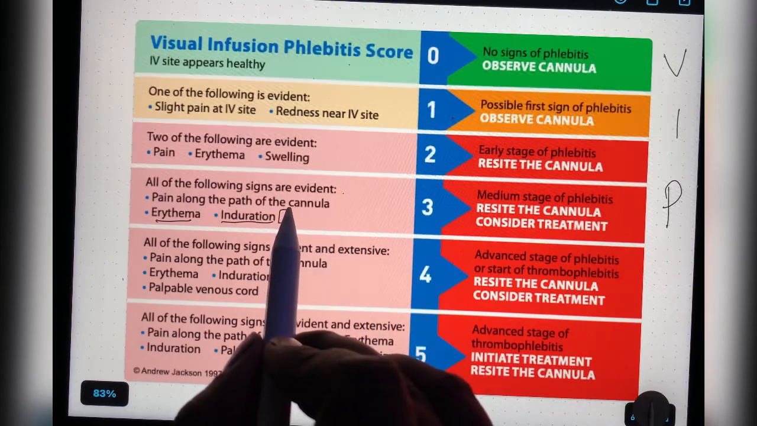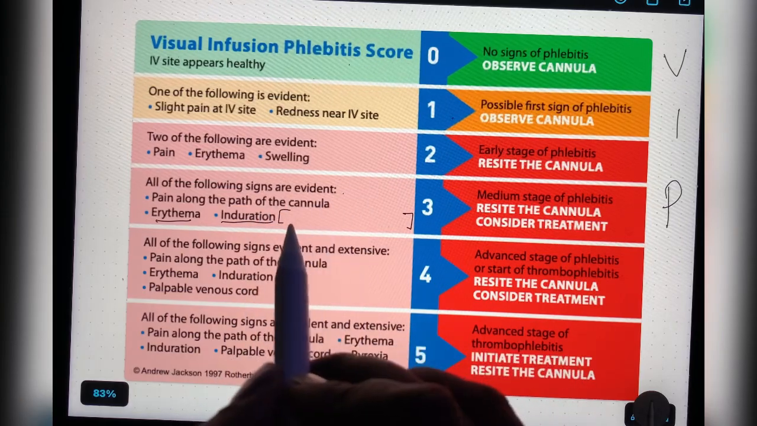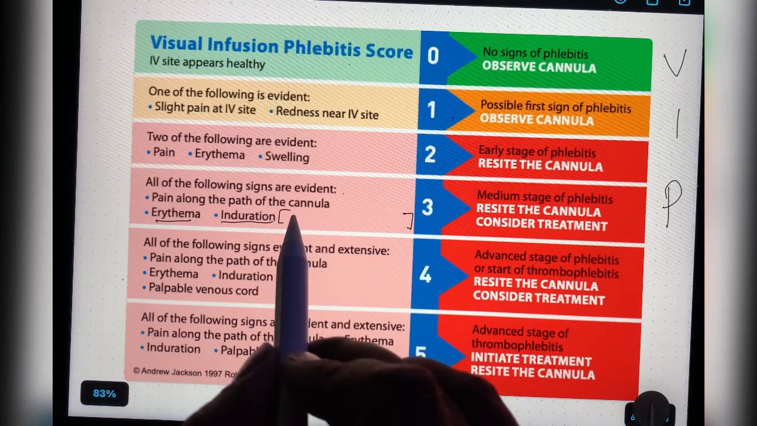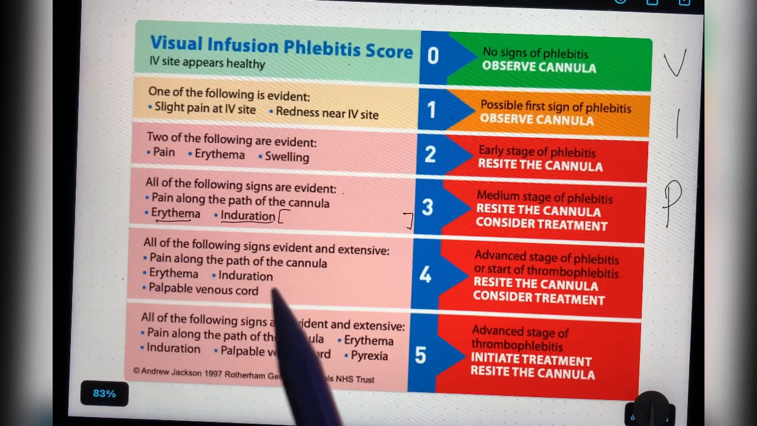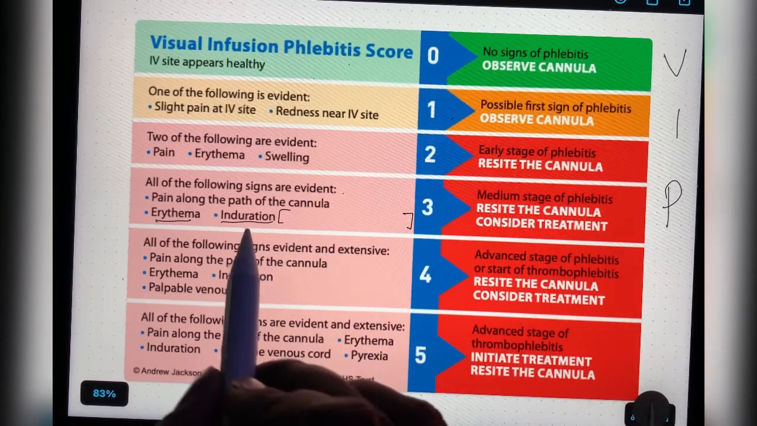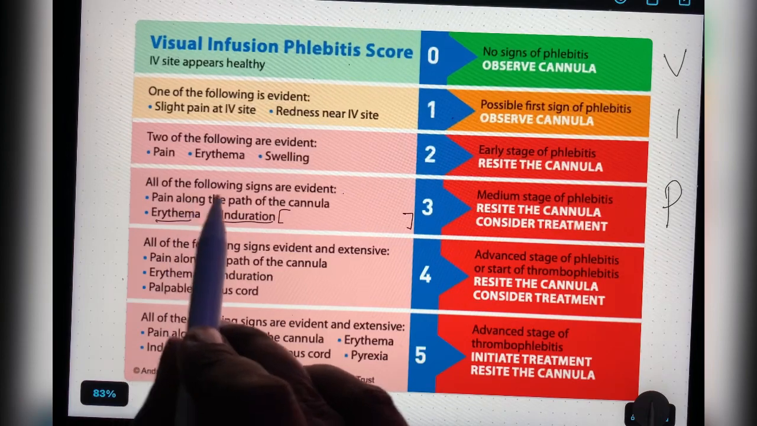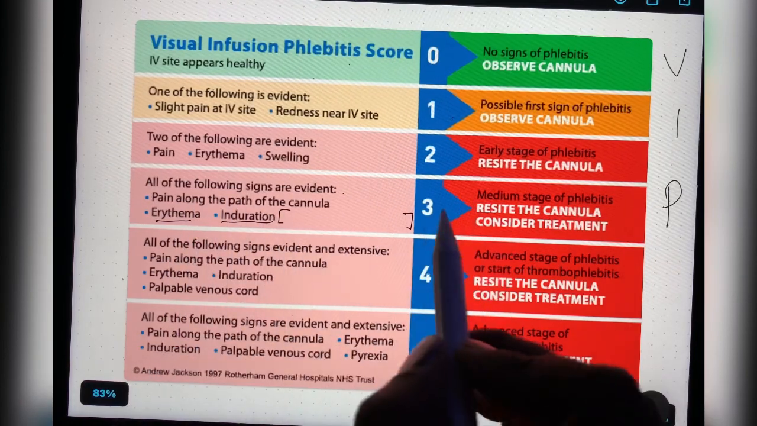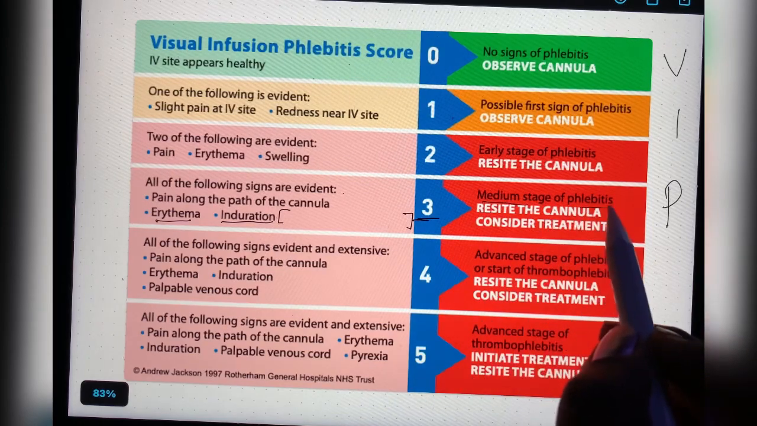But sometimes we are misinterpreting this condition as a positional problem. Sometimes we think that because of the poor position or because of faulty mechanics, the IV fluid is not going, but the reason behind that is induration. So if all three signs are present, you can give 3 marks to this patient, and this is considered the medium stage of phlebitis.